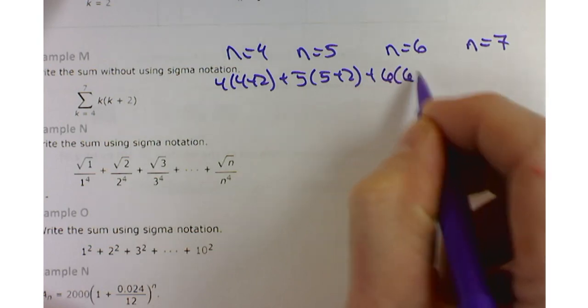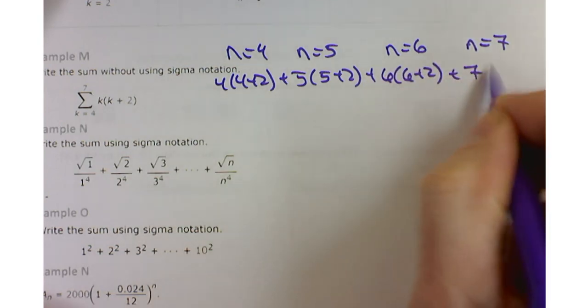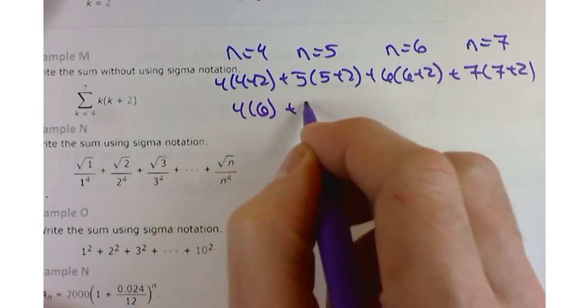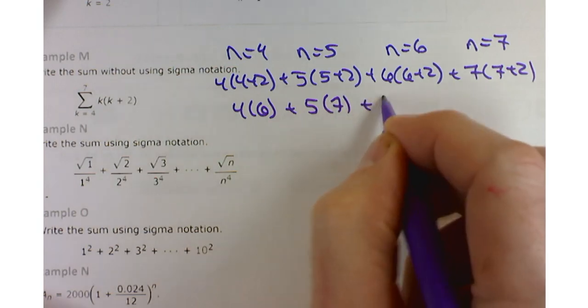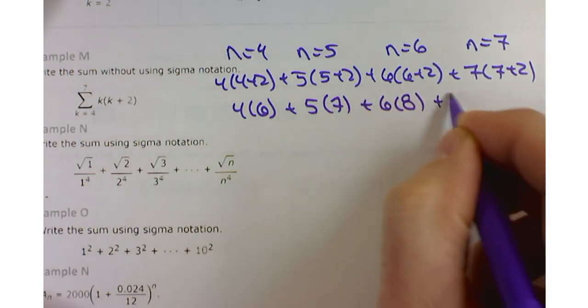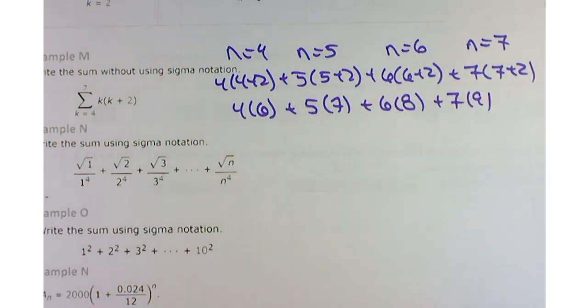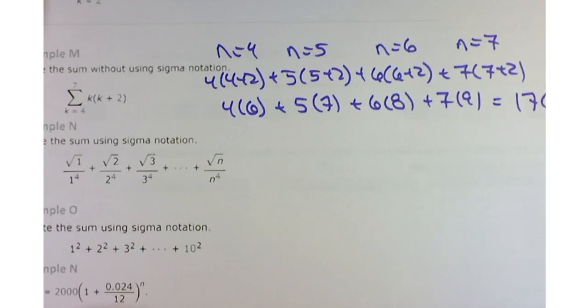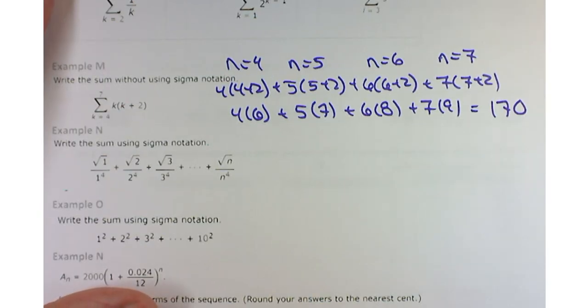6 times (6 plus 2) plus 7 times (7 plus 2). So in other words, 4 times 6 plus 5 times 7 plus 6 times 8 plus 7 times 9. So 170. And that's it. I asked you to write it without that summation notation.